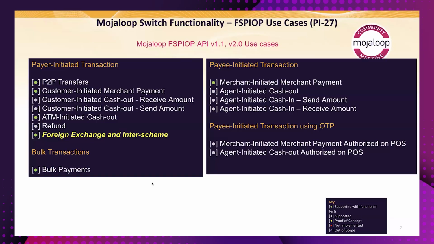So not much to highlight here or changes, but you can see the foreign exchange and inter-scheme support has been introduced. This is also including work done in the PI26 and some consolidation work done in PI27. The ISO support is not here because it's a different API, but there is support for ISO 20022 messaging in Mojaloop right now as well.